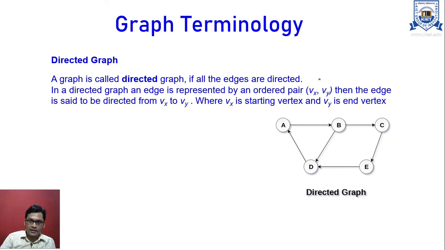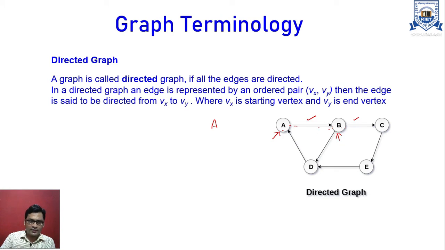In a directed graph, all the edges are directed. Simple. This is directed: A to B, but B is not A. A to B, this is an ordered pair. A to B, but not B to A. In the directed graph, an edge is represented by the ordered pair (A, B). The edge is said to be directed from A to B, where A is the starting vertex and B is the end vertex. Simple. So this is a very easy definition.